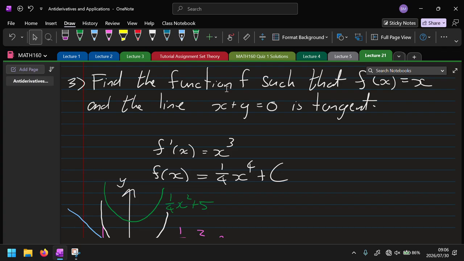What else can we do? That's a good idea. We are going to equate it to something, but not this one because there's two variables. What can we equate it to that only has one variable? F prime. Because remember, this is the tangent line. This is the gradient. We know that the tangent line has this gradient at some point, right?